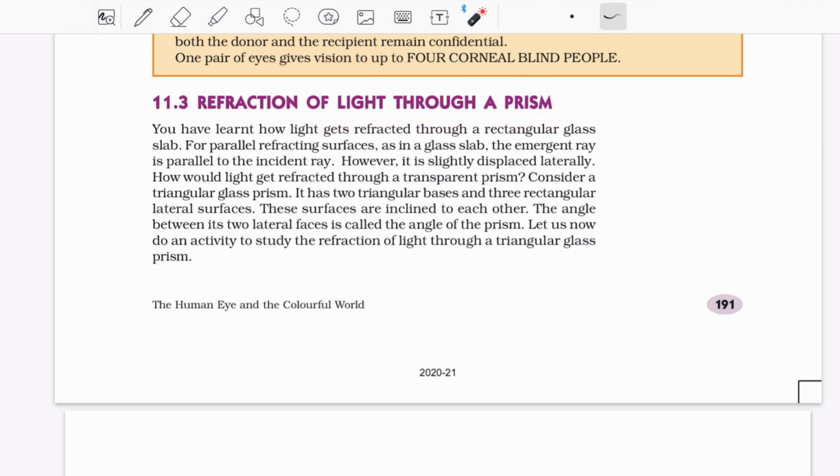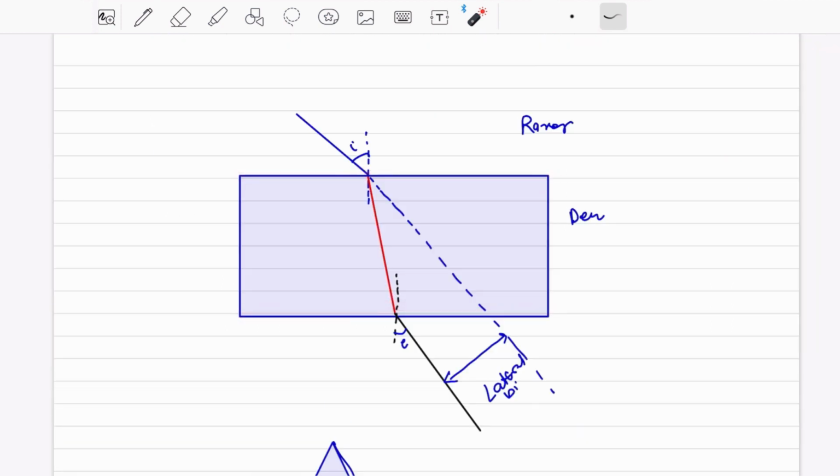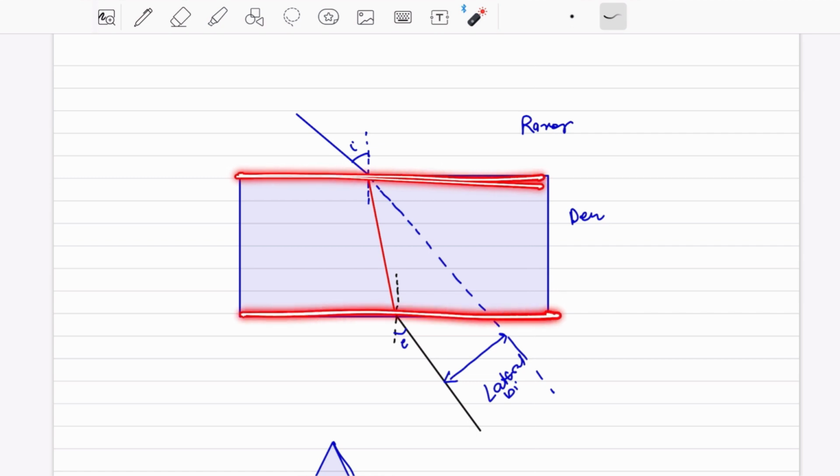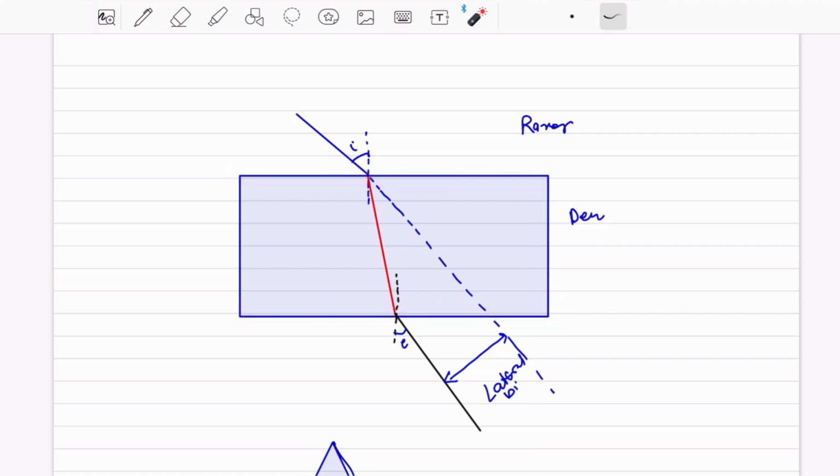In our previous classes, we have learned about the rectangular glass slab, right? How we are able to see between these two parallel surfaces the refraction is occurring. First surface, let's name it AB. This is our first refracting surface on which the refraction is occurring. Incident light is coming at some angle of incidence to the normal. Now it is going from the rarer medium to the denser medium, so it will move towards the normal and we will see the refraction.